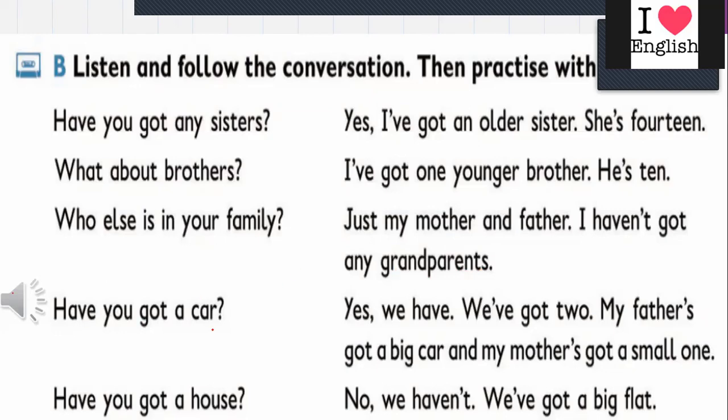Have you got a car? So now she is asking her, have you got a car? هل لديكم سيارة؟ Yes, very good. She said, yes, we have. We have got two. That means they have two cars. Yes, very good. My father's got a big car and my mother's got a small one.